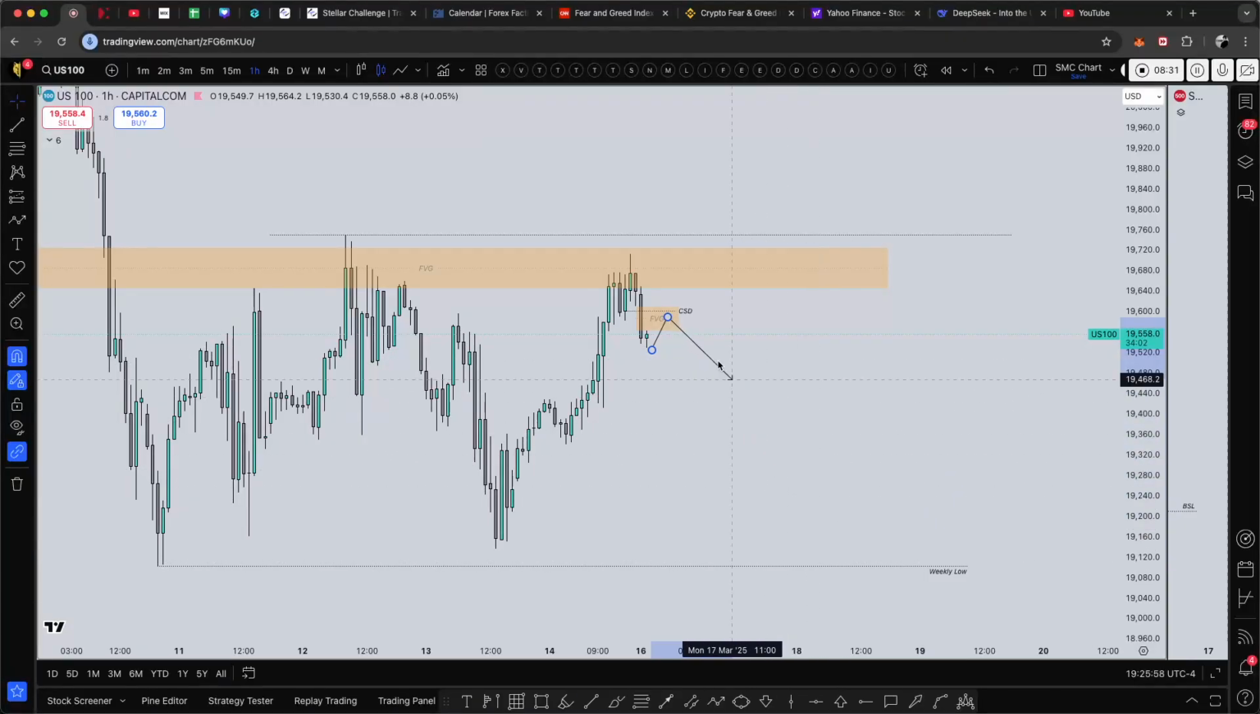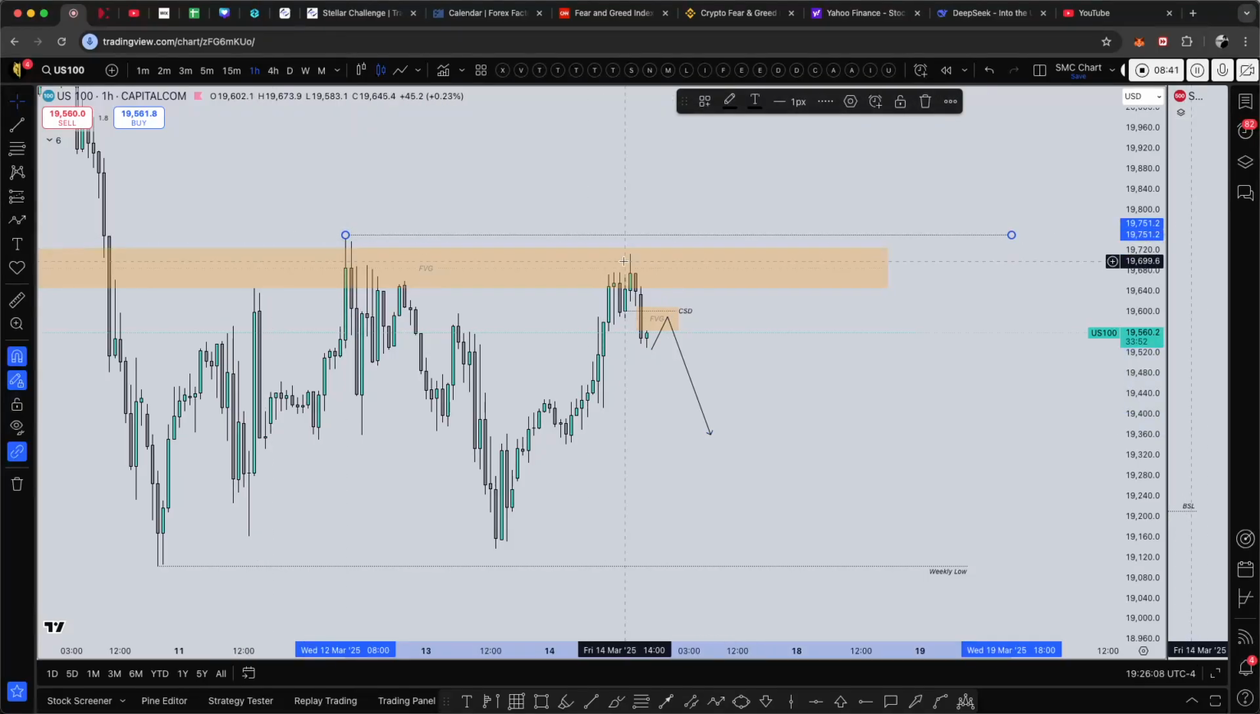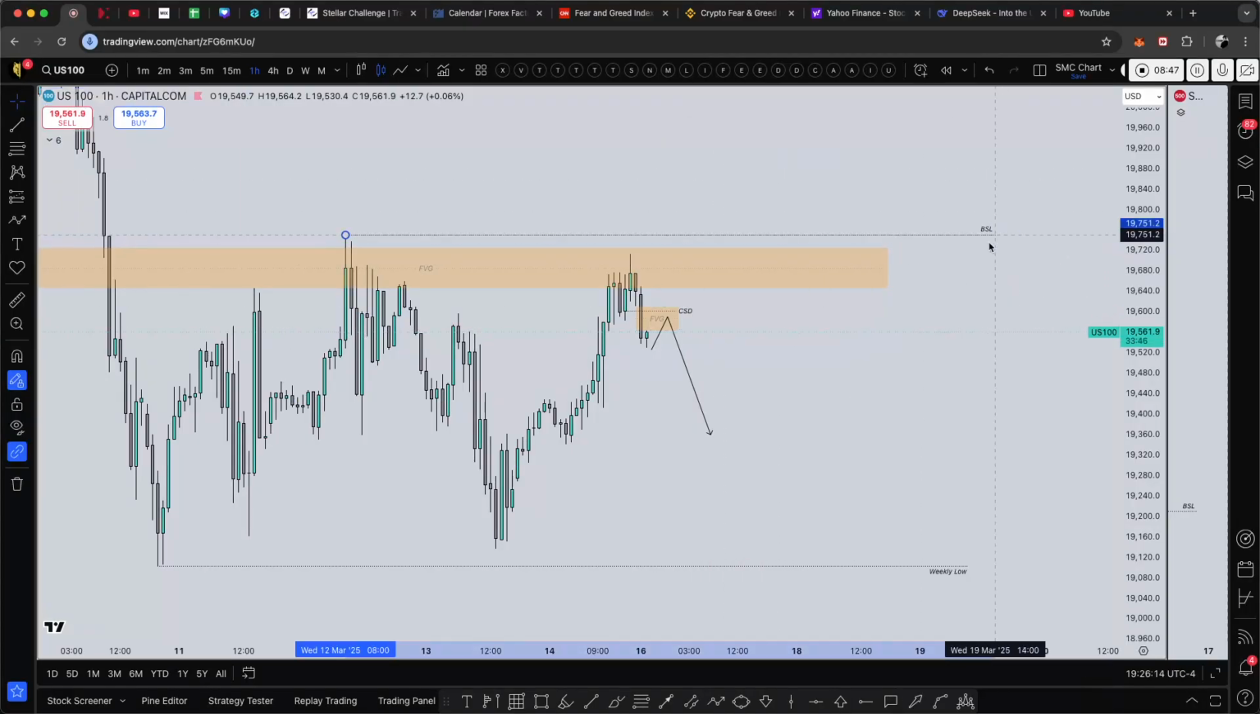these lows right here. We can call these relative equal lows. They're almost the same, so I want to target those. And if you think about it, these highs right here are also relative equal highs. So we might even go there, but it will all depend on fundamentals.